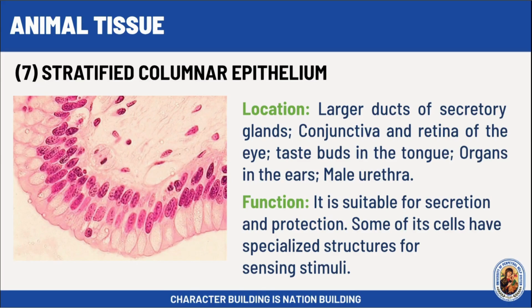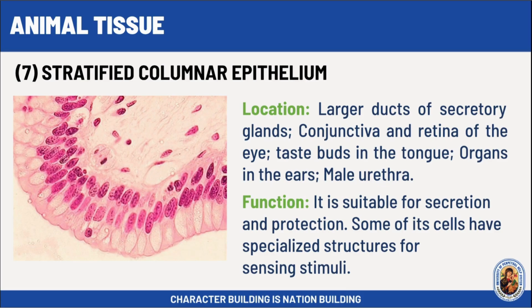This type of epithelium is important because where it's present is also very sensitive, so it needs a more protective structure. And also, some of these areas need to sense stimuli, which the stratified columnar epithelium has, to help it achieve its function.